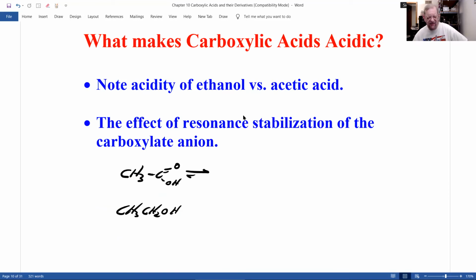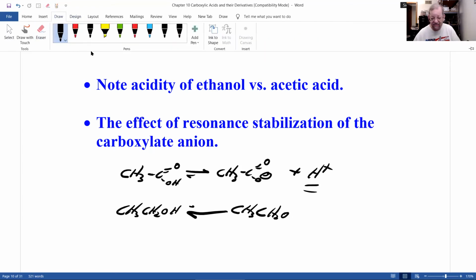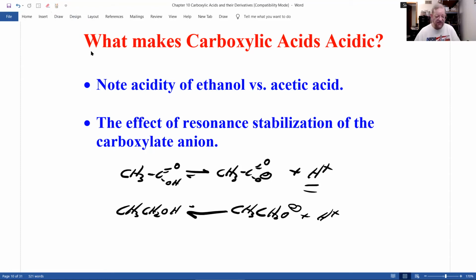Here, the equilibrium is like this. It donates a proton to something, and it does that. It's an acid. Now, ethanol, the equilibrium is like that. On top is the tiniest of the arrows I could draw, essentially none at all. And what you get is this. So why does this hydrogen come off easily and this one does not?